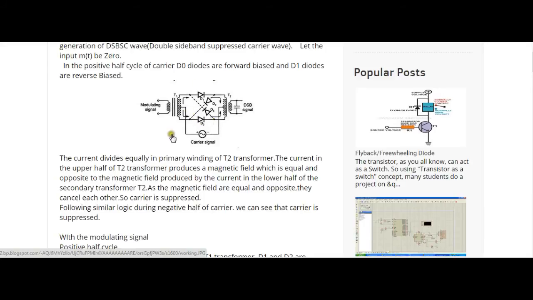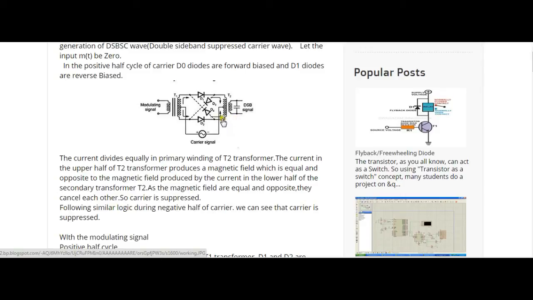So what happens? The current divides equally here in the primary winding of the T2 transformer. This is T2. So the current in the upper half of the transformer produces a magnetic field which is equal and opposite to the magnetic field produced by the current in the lower half. So they cancel each other out. So we get 0 output. That is, the carrier is suppressed. So that's how it works.